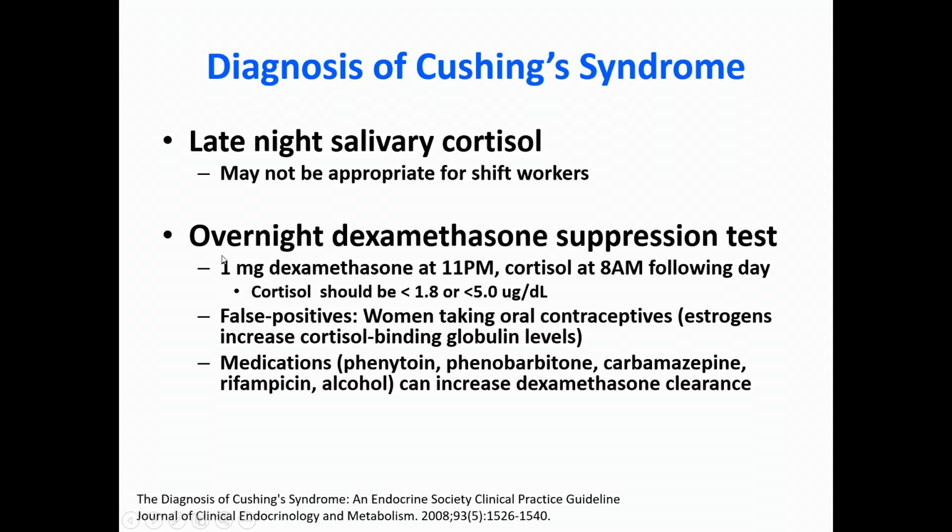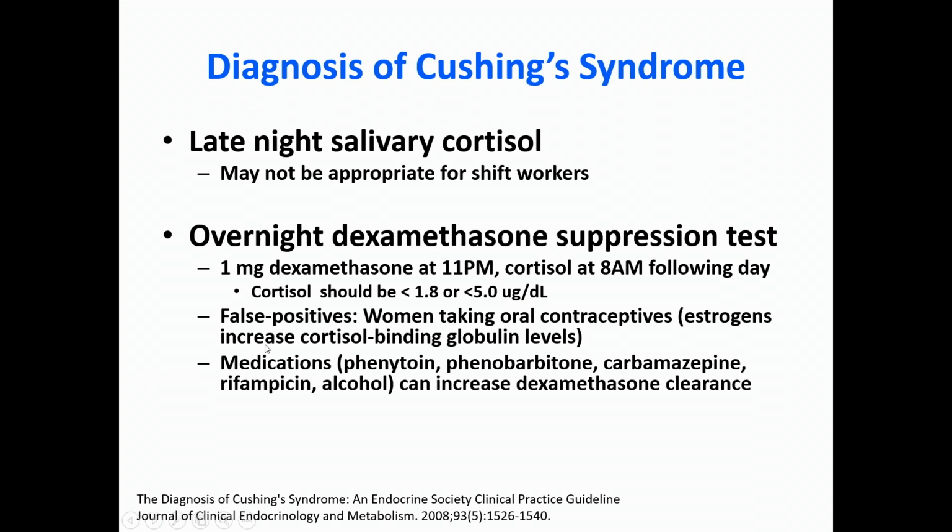Then the overnight dexamethasone suppression test is conducted by taking 1 milligram of dexamethasone at 11 o'clock and having a cortisol test the next day at 8 a.m. And the cortisol, depending on which cutoff you use, should be either less than 1.8 or less than 5.0 micrograms per deciliter. There can be some times when you have false positives. For example, a woman on birth control could have a false positive result because the estrogens are going to increase her cortisol binding globulin levels.